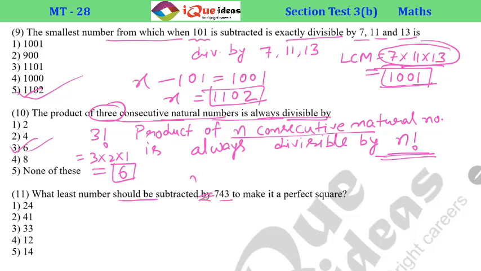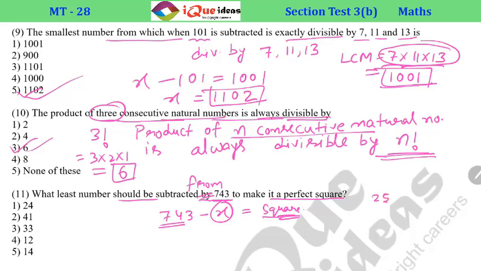Now this question says what least number must be subtracted by 743? No, it should be from. Okay, just make that correction. What least number must be subtracted from 743 to make it a perfect square, right? So from 743, we should subtract some number x and we should get a perfect square number. So first of all, look for a square number which is close to 743, because we have to find the least value of x.